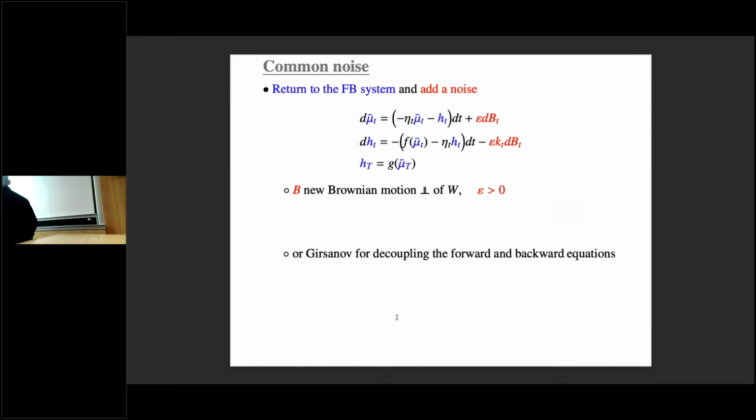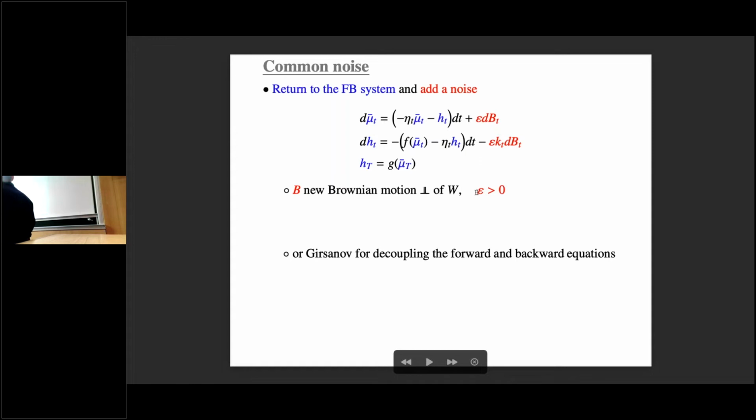Okay, so the first thing is that I'm going to restart from the forward-backward system, but I'm going to randomize this forward-backward system. For the time being, I say nothing about the interpretation in terms of mean field games. I will say that next. I'm just saying for the moment that I could take the same forward-backward system, but inside I put a noise. So what does it mean? It means that I put a noise epsilon dB. Before this was eta dB. Well, this is epsilon dB, but epsilon is a small intensity.